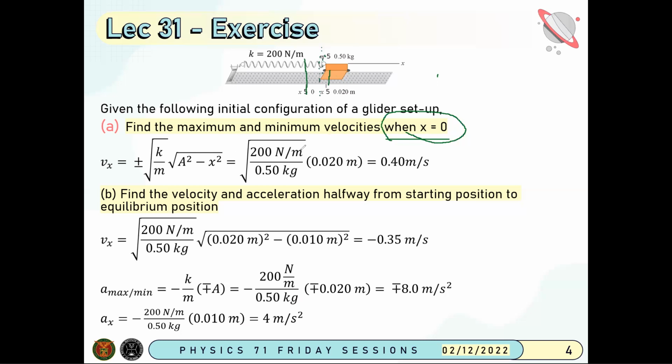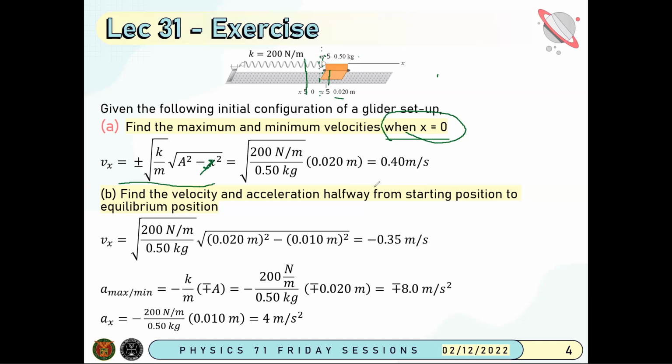Okay. So ano yung maximum and minimum velocities? So we just use yung formula kanina, velocity dependent sa position. Okay. So ito yon, right? When x equals 0, mag-0 lang to. So we just have square root of k over m times square root of a squared. Okay. So given tayo ng k, 200 newtons per meter. Given tayo ng mass, which is 0.50 kilograms. And given tayo ng maximum distance, which is 0.02 meters. Okay. So plugging in our values, we get this velocity, 0.4 meters per second.